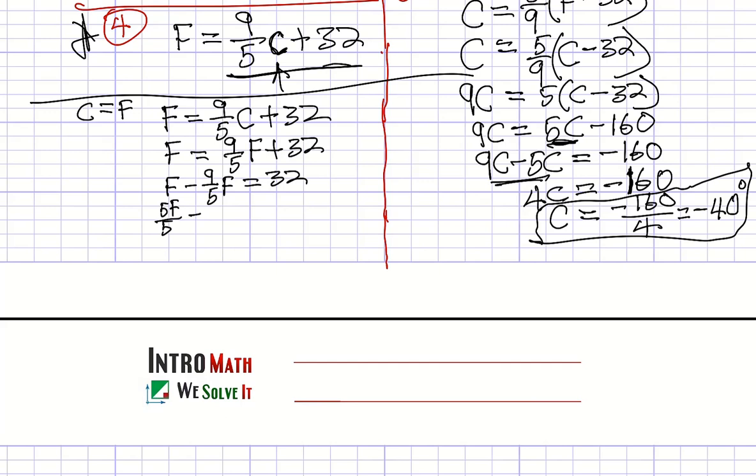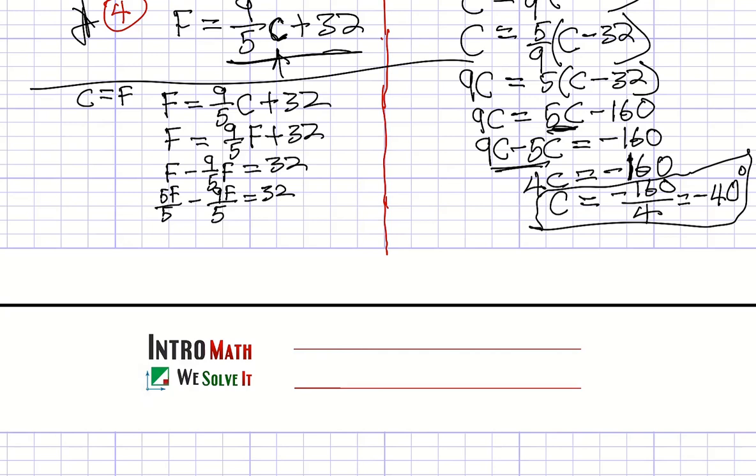And then we'll keep going. 9F over 5. You see that, right? It's equal to 32. Okay, so we'll combine the left side. We'll get 5F minus 9F, over 5, equal to 32. And then what is that?